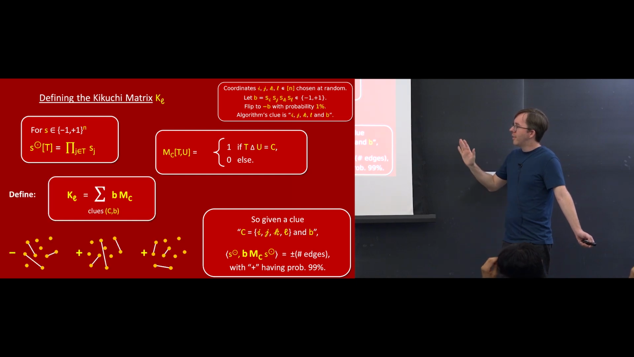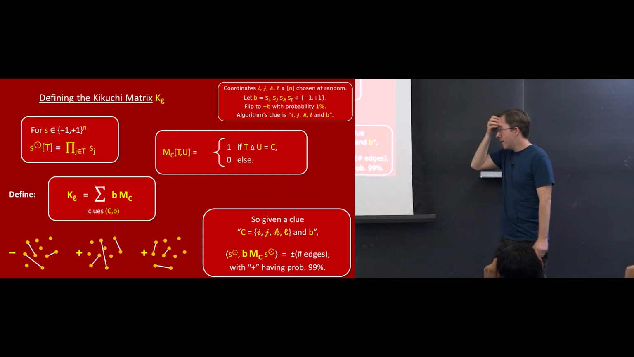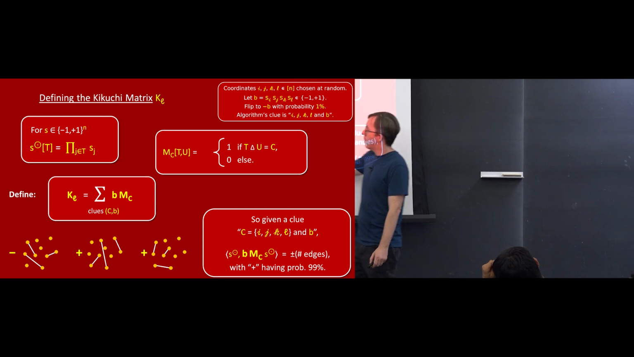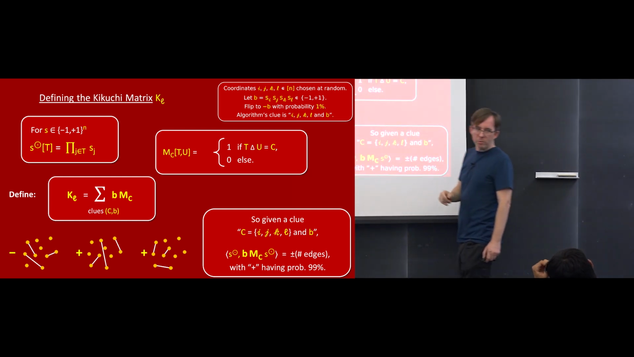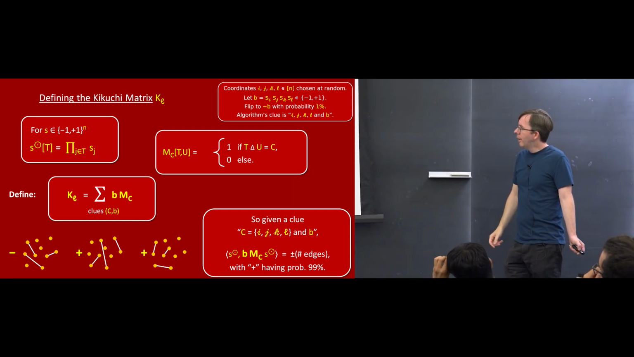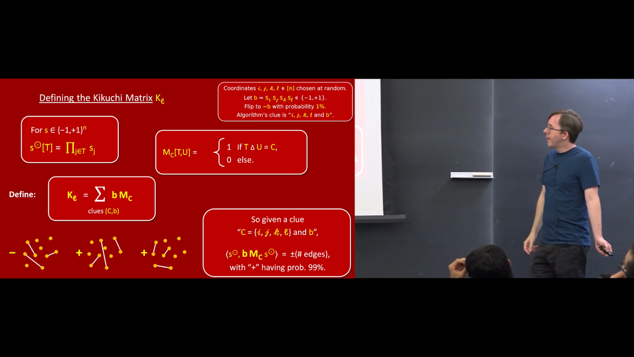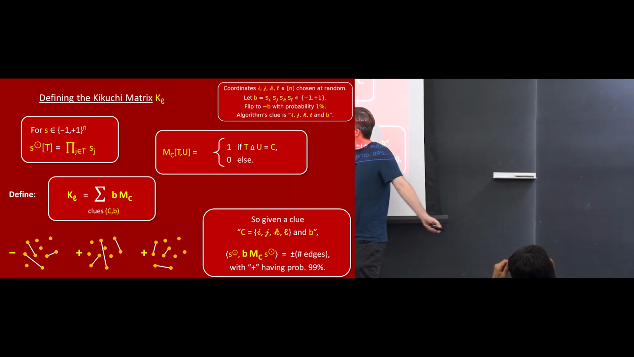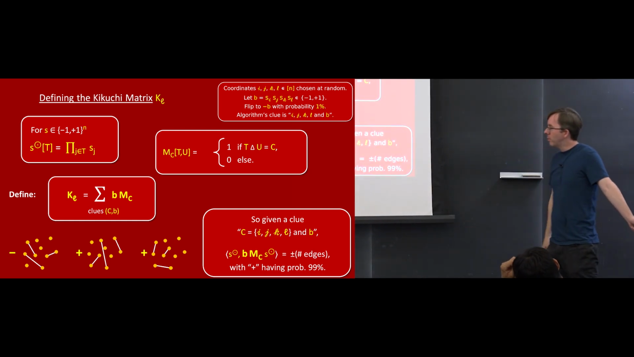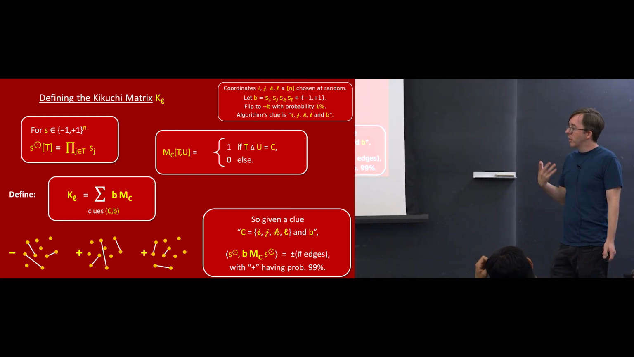So now this is the definition of the Kikuchi matrix motivated by this. You just take all the clues you get and sum up this matrix. This is plus or minus this fixed partial matching. And again, this is a plus or minus sum of a bunch of partial matchings. So it's maybe minus this partial matching, plus this partial matching, plus this partial matching. So you get a graph with plus or minus edge weights.